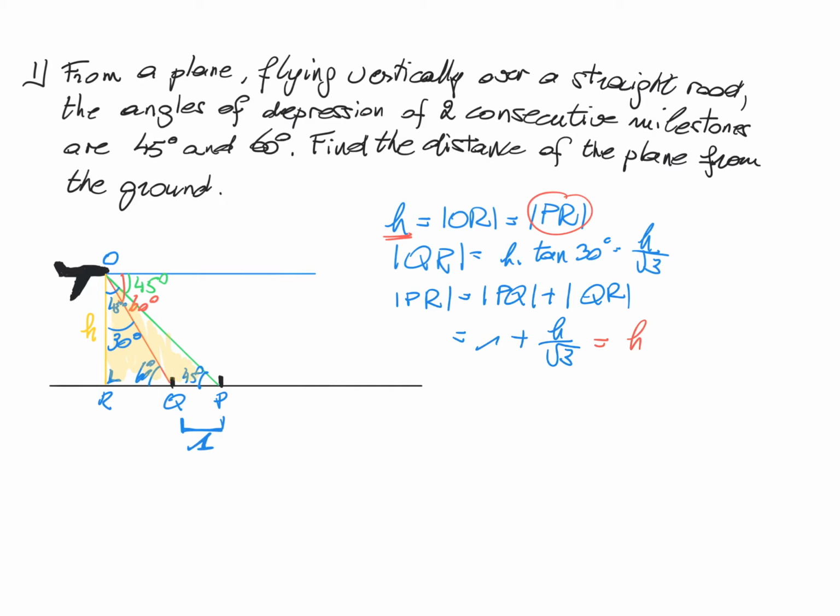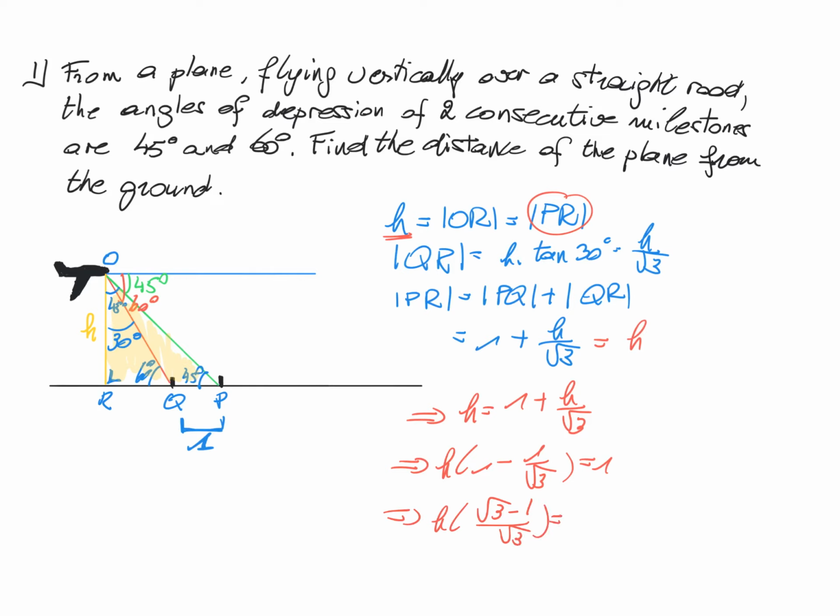And then if we solve this, we get that h is equal to 1 plus h over the square root of 3. Then we have to bring h to one side, so it's h times (1 minus 1 divided by the square root of 3) equal to 1. So h times (square root of 3 minus 1) divided by the square root of 3 is 1. Or h is the square root of 3 divided by (the square root of 3 minus 1) miles.